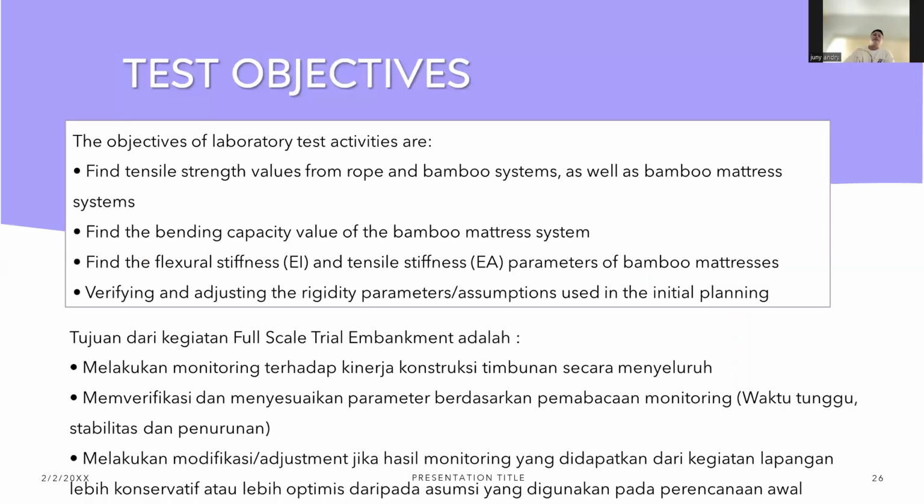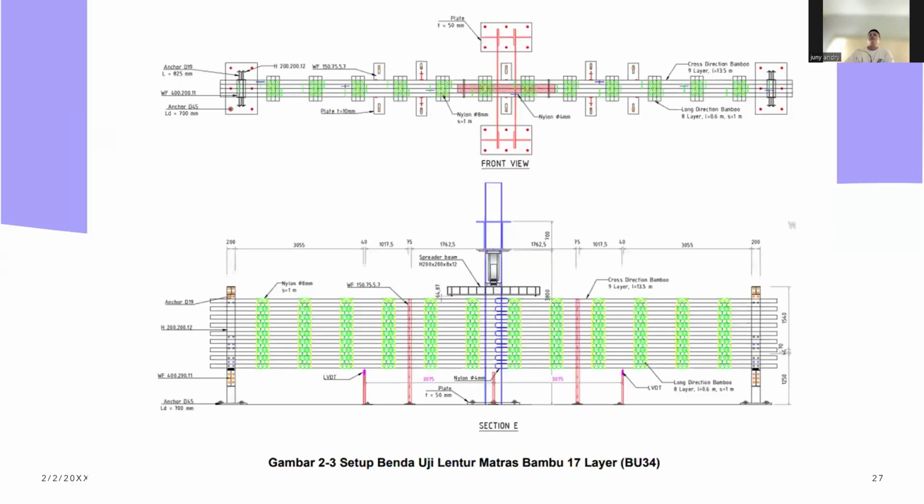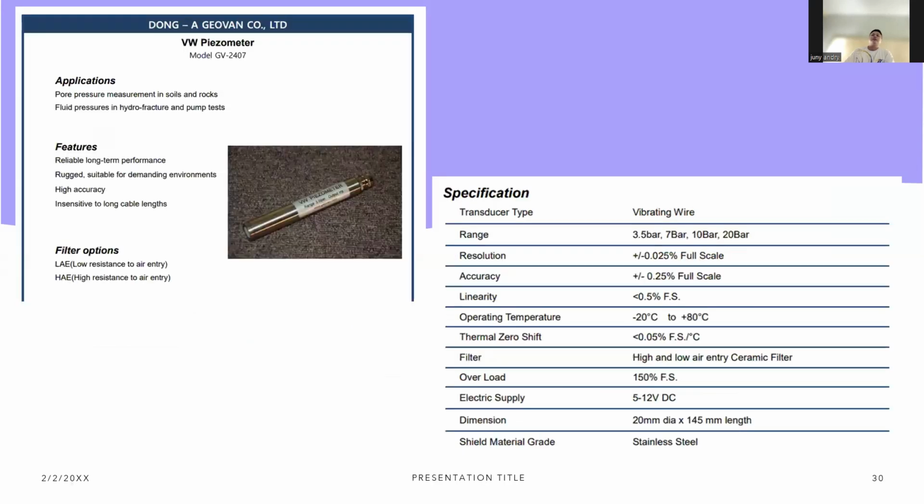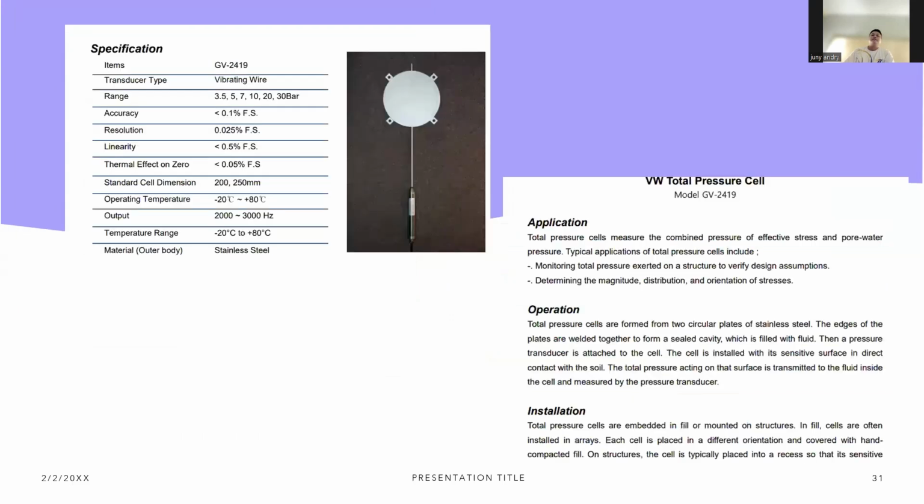The task objective is to find the stretch, the bending capacity, and the flexural stiffness, and to vary and adjust the rigidity parameter. This is the soft drawing for the bamboo assembly, and this is the inclinometer casing, and this is the inclinometer.